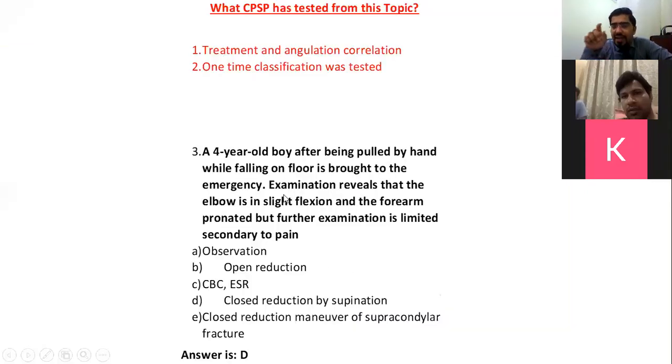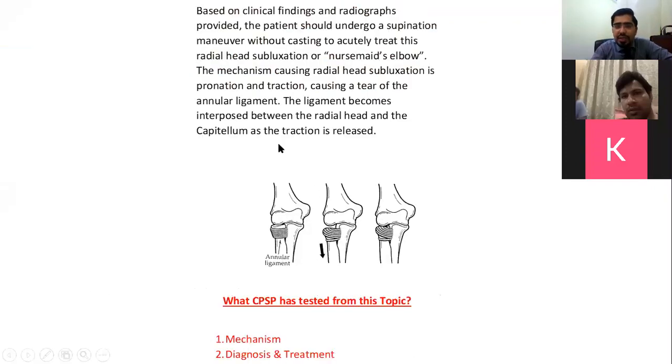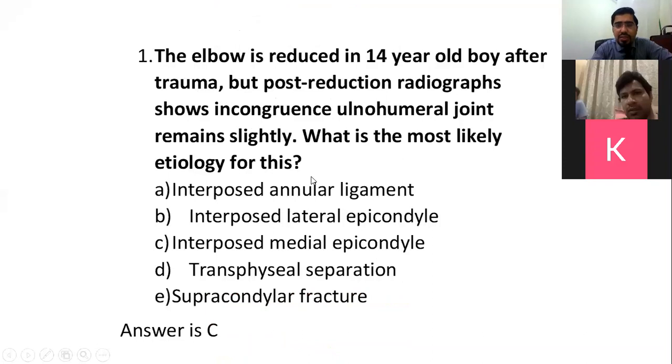a 4-year-old boy has been pulled by the hand while falling on the floor, and this is basically nursemaid's elbow. So the answer is closed reduction by supination. What CPSP has tested: nursemaid's elbow question is often asked in the exam. This is the basis, and you can read this explanation as well. They have asked the mechanism, the diagnosis and the treatment. Sometimes they ask the diagnosis of this particular injury.